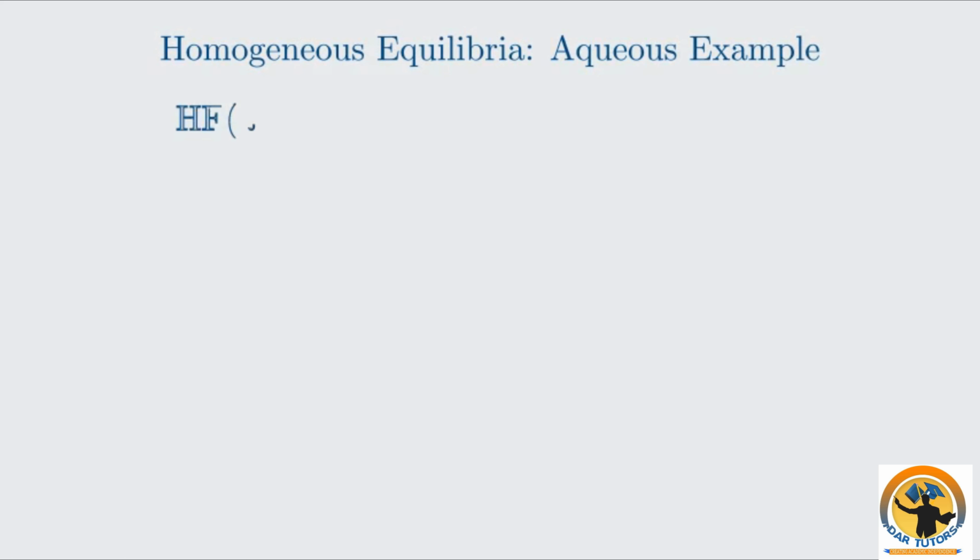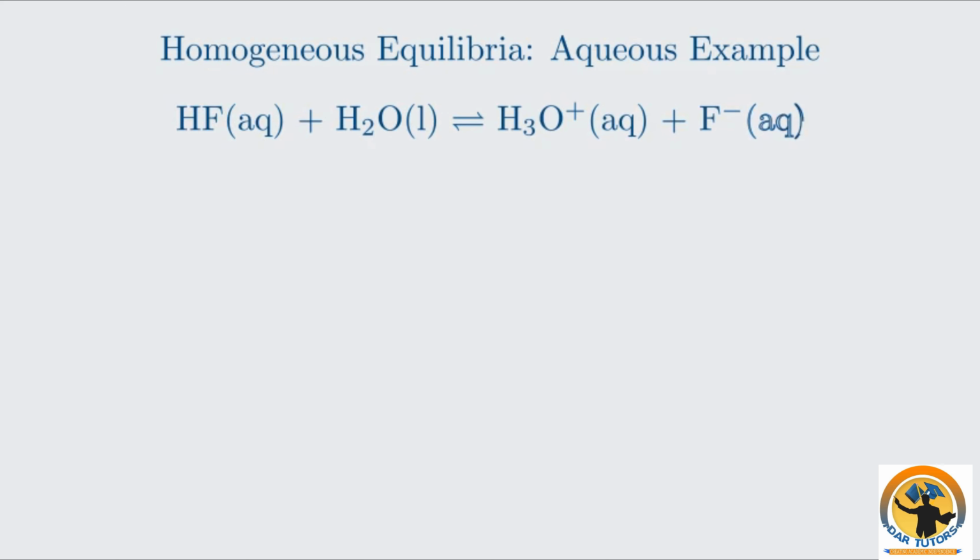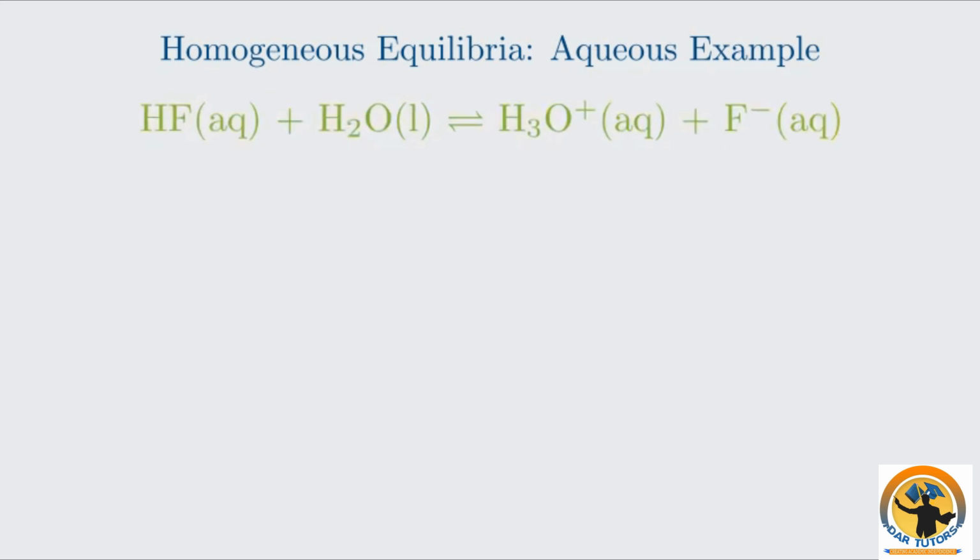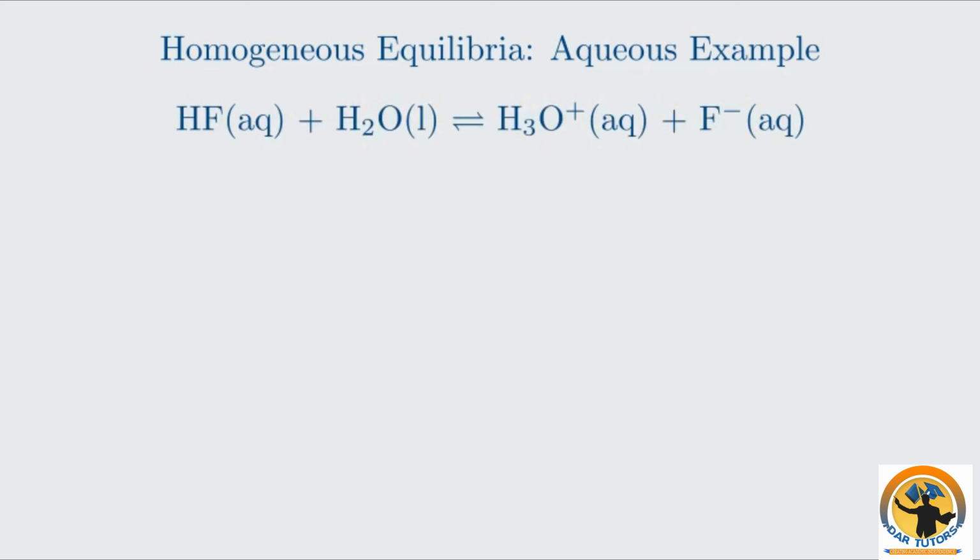Let's look at a second type of homogeneous equilibrium, one taking place in an aqueous solution. Consider the ionization of a weak acid, hydrofluoric acid, HF. In water, it establishes an equilibrium with its conjugate base, the fluoride ion, F-, and the hydronium ion, H3O+. Notice the H2O(l). Water is the solvent in this reaction.